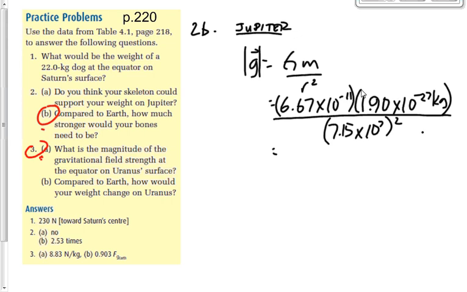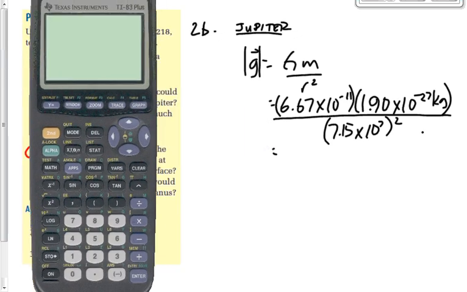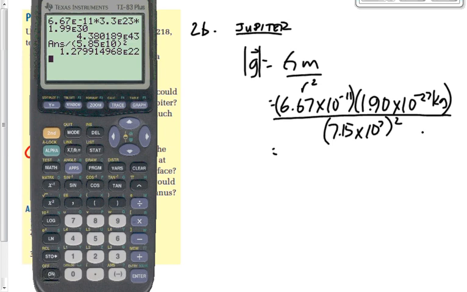Anybody find that? Okay, let's find it then. Let's do it on a calculator here. I'm thinking that's going to be somewhere in the range of 25. Let's go 6.67 times 10 to the minus 11. Let's multiply that by 1.9 times 10 to the 27.